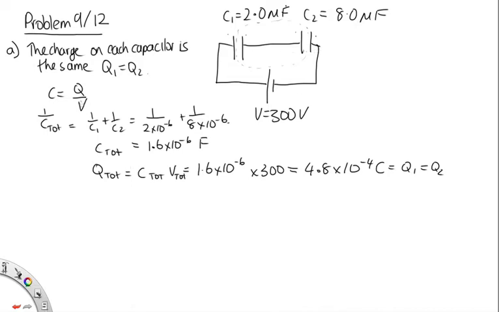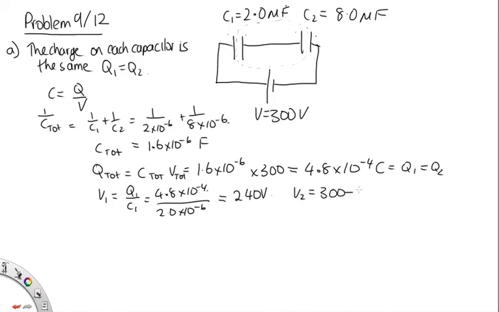Now we're also asked to find the potential difference. So V1 is equal to Q1 on C1, which is 4.8 times 10 to the minus 4, over C1, which is 2.0 times 10 to the minus 6. Solving that on the calculator, we end up with 240 volts. Now V1 plus V2 have to add to give us the 300 volts, so that tells us that V2 is equal to 300 minus 240, so that's 60 volts. So that's the answer to part A.